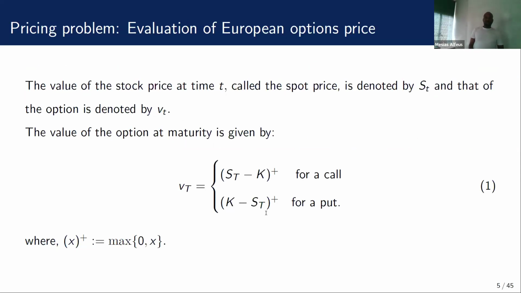The value of the option at maturity is a known function. It's given by this for a call. You take the positive part, so you only exercise if this is positive. Otherwise, it is 0 and it is worthless. So for a call, if S_T is less than K, then you get 0, and you won't exercise the option because you are not obliged to do so.